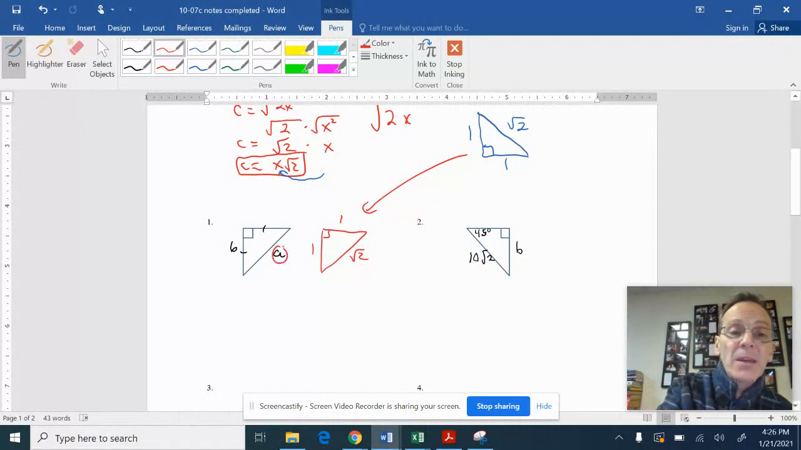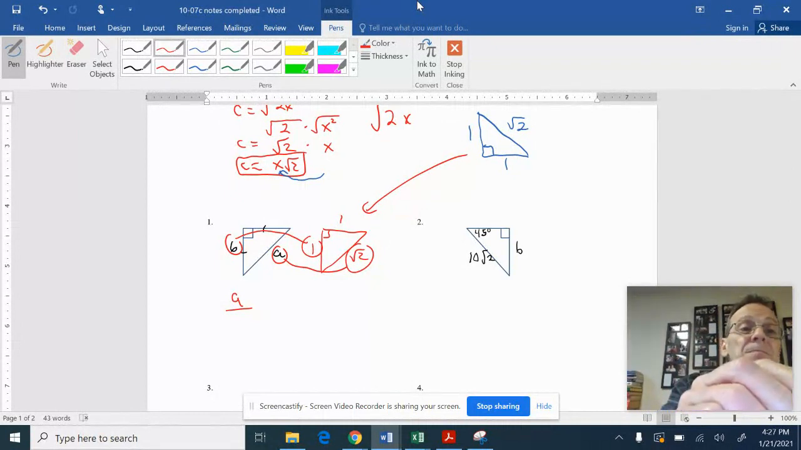The A corresponds to the square root of 2. The 6 corresponds to the 1. And I'm going to set up a proportion, which is an equation with 2 fractions in it. A over the square root of 2 is equal to 6 over 1.